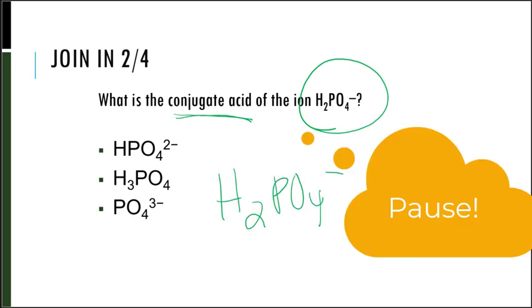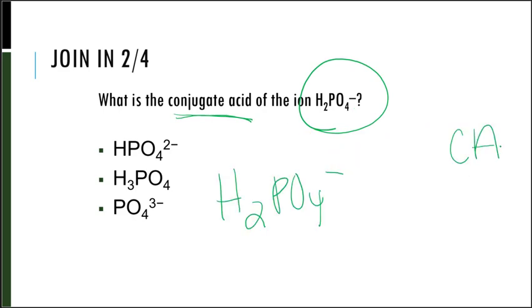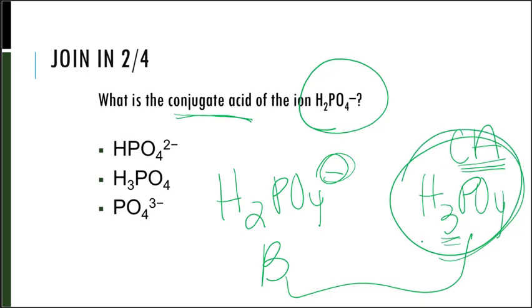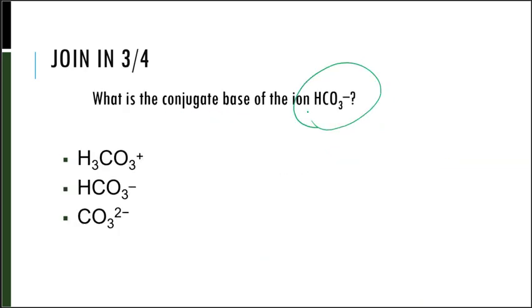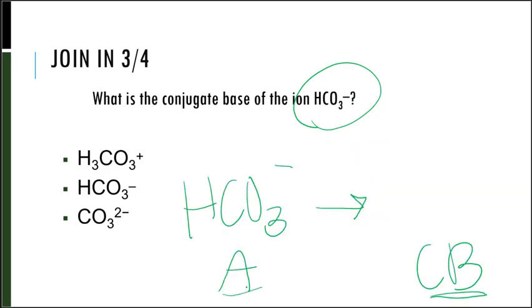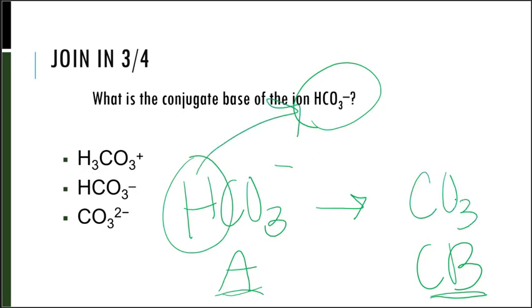How about this? What's the conjugate acid of H2PO4-? Pause here. If we're looking for the conjugate acid, that means that this is a base. So we need one more hydrogen. That would be H3PO4. I was negative, but because an extra hydrogen brings about a positive charge, it's just going to be neutral at this point. How about the conjugate base for HCO3-? Pause. If we're looking for the conjugate base, this must be the acid. So I would donate that hydrogen, leaving me with CO3. It was a negative charge, but I'm losing a proton, so it's got to be CO3 2-.